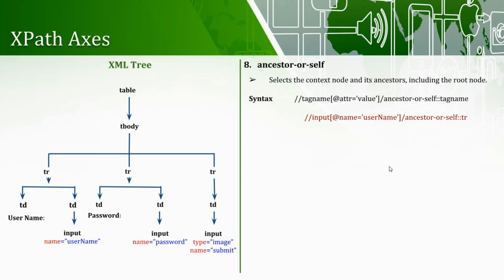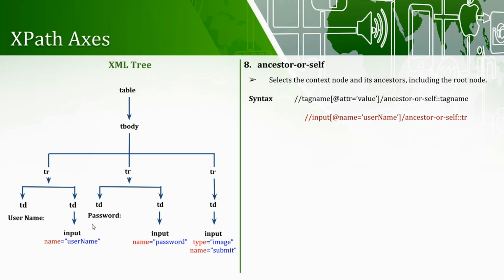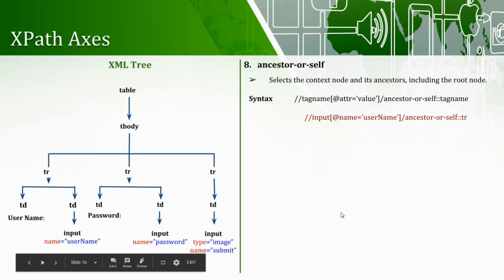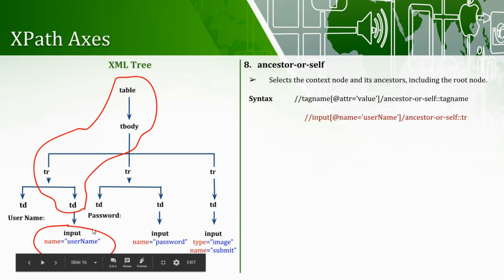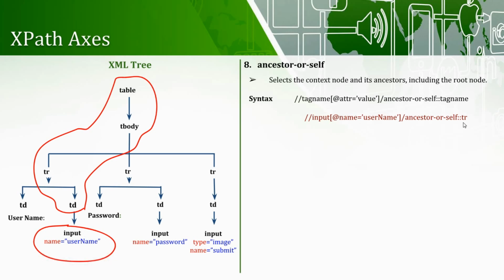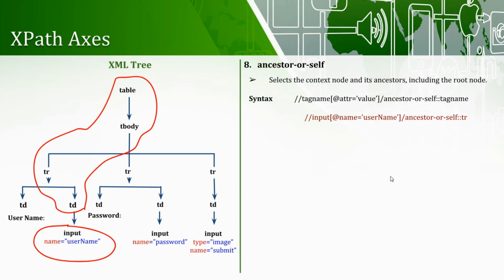Now let's see an example. In this I am saying //input, again name equals to username, so this node will be the current node. Then I am saying ancestor-or-self. When I say ancestor-or-self, it will select the ancestors first, which we have already seen in the previous case. Then I am saying or self. So self is the input with name equals to username node. So this will be the output of ancestor-or-self. Then I am saying ::tr tag. Now out of these 5 nodes, which node is tr? It is this node, tr1. So tr1 will be our output.